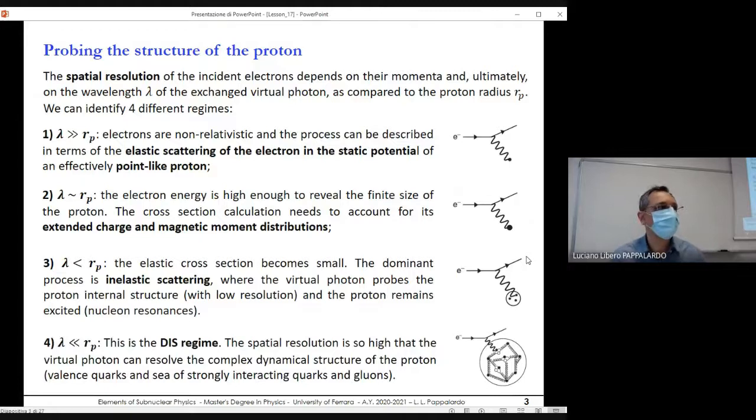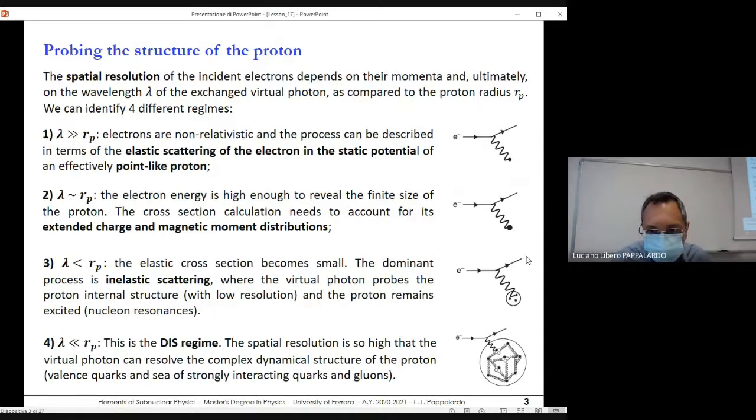And then we can increase even further our beam energy, so reduce even further our photon wavelength, and we are now in the regime of DIS, where the photon wavelength is much, much smaller than the proton radius. In this case, as you can see from the picture, the spatial resolution is so high that the virtual photon can probe essentially the dynamical structure of the proton. Okay, quarks, gluons, etc. This will be again clear tomorrow.